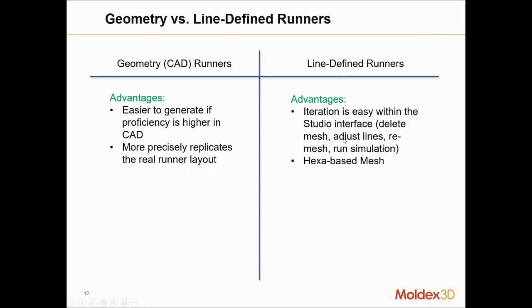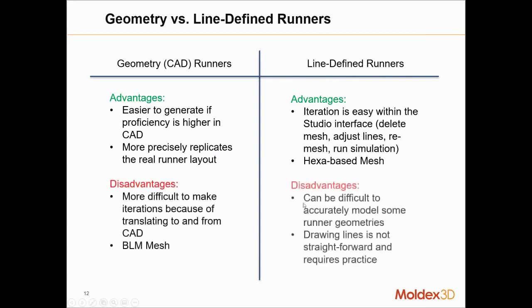And the other advantage of line-defined runners here is the hexa-based mesh. I'm not going to get into the disadvantages because they're pretty much just the opposite of the advantages of the other type. But it's always up to you whether you want to use the CAD runners or the line-defined runners. Our recommendation, our best practice, is always to use a line-defined runner instead of the CAD geometry. But there are definitely advantages and disadvantages to each.